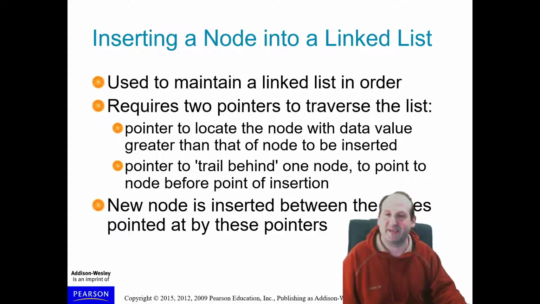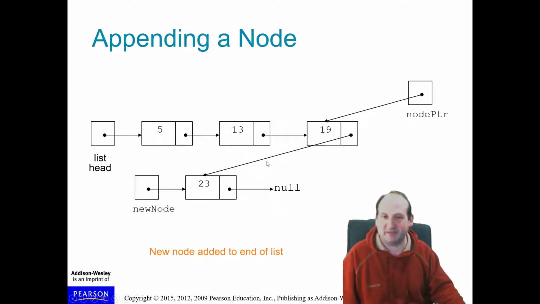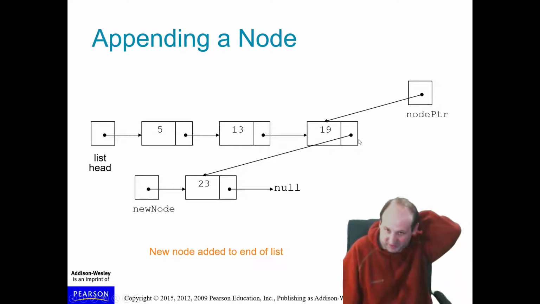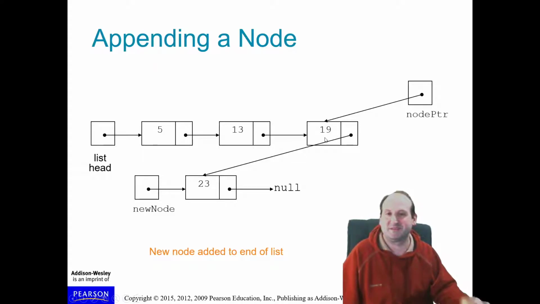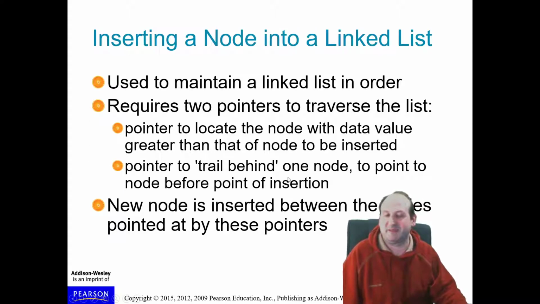As we're showing here, we need two pointers to make this work, at least with a singly linked list. We need a pointer to locate the node. If I wanted to insert here, I need a pointer to the new node, and I also need a pointer to this guy here, because this pointer is going to have to point to the new node, and then the new node's pointer is going to have to go to this node. So it takes a little extra work. Appending is simple because appending to the end means this is a null no matter what, but when I'm adding a node to something in the middle, two pointers have to get moved. So the new node is inserted between the nodes pointed at by the pointers.